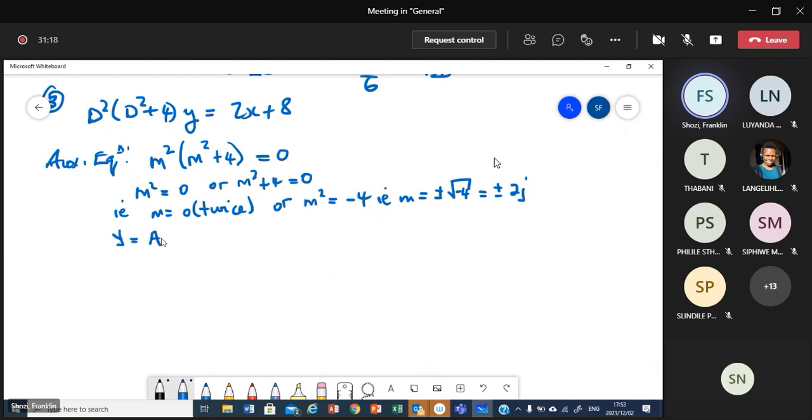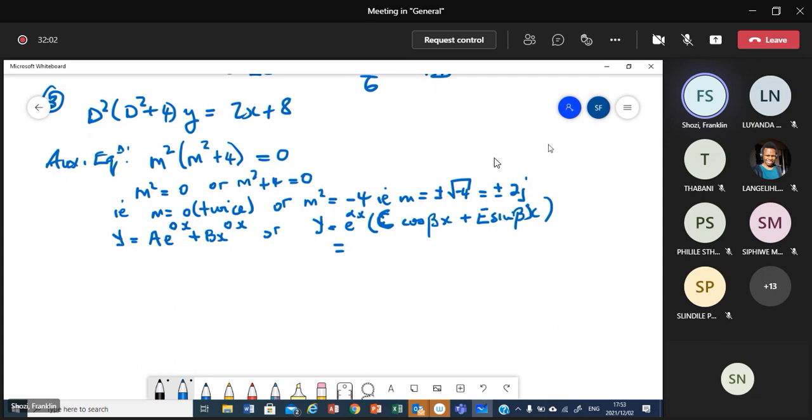For m equal to 0 twice, your y is going to be A e to the power 0 of x plus B x e to the power 0 of x, because the root is repeated here. Or here, the roots are imaginary or complex. Z is alpha plus beta j, so y equals e to the power alpha x into, I've already used A there, so I'll say here C cos beta x plus, skip D, let's use E, sine beta x.